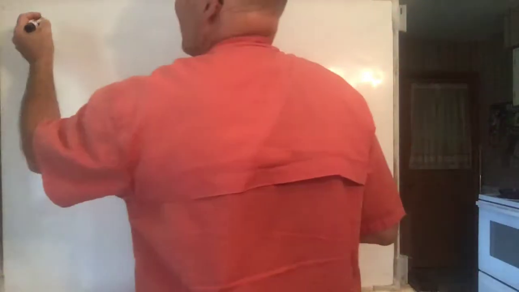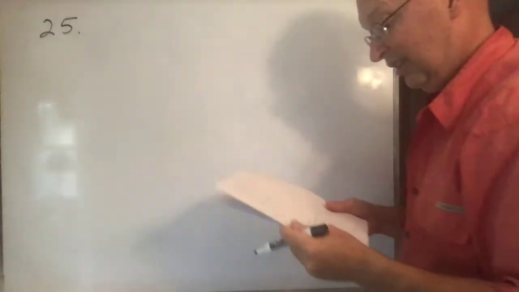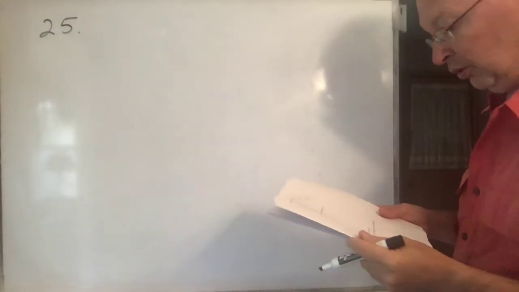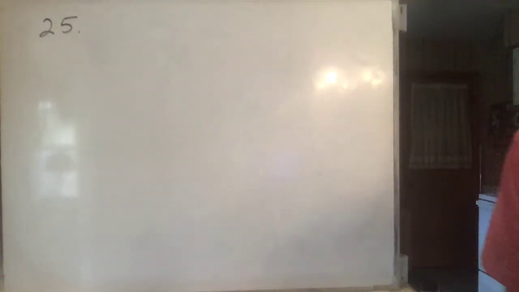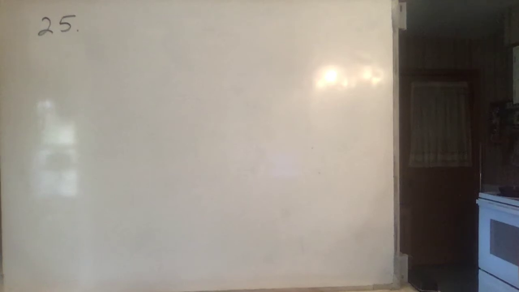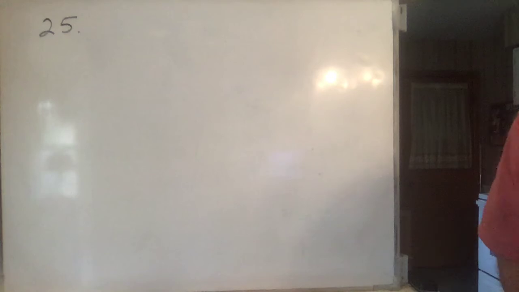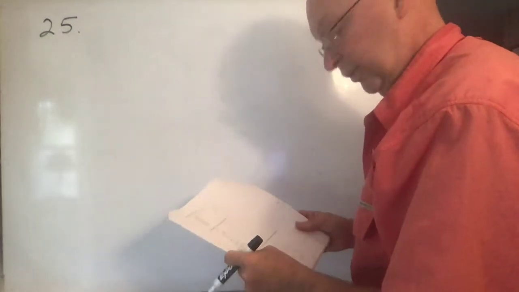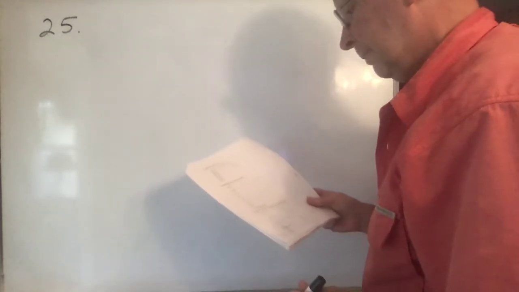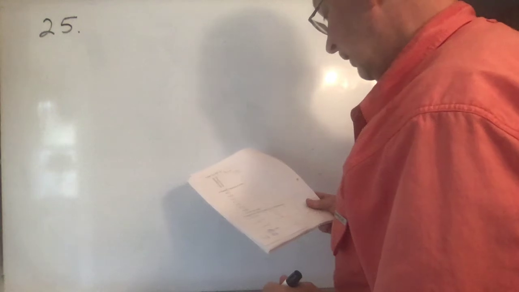Number 25 says match each graph to the corresponding equation. Oh, look at here. This is 25, 26, 27, should be 28. Whoops. We had an extra problem there. You got an extra problem for nothing. 25, 26, 27, 28. So match each graph to the corresponding equation.